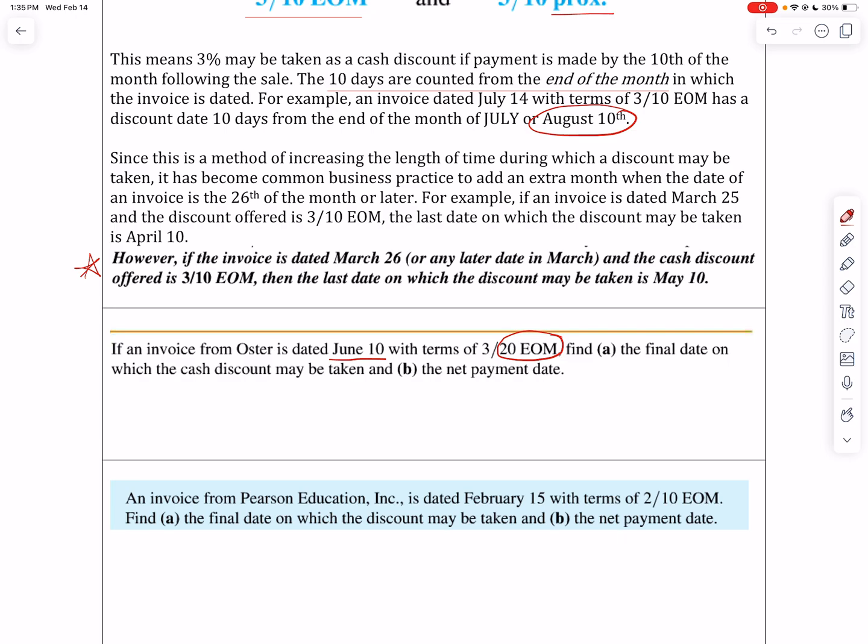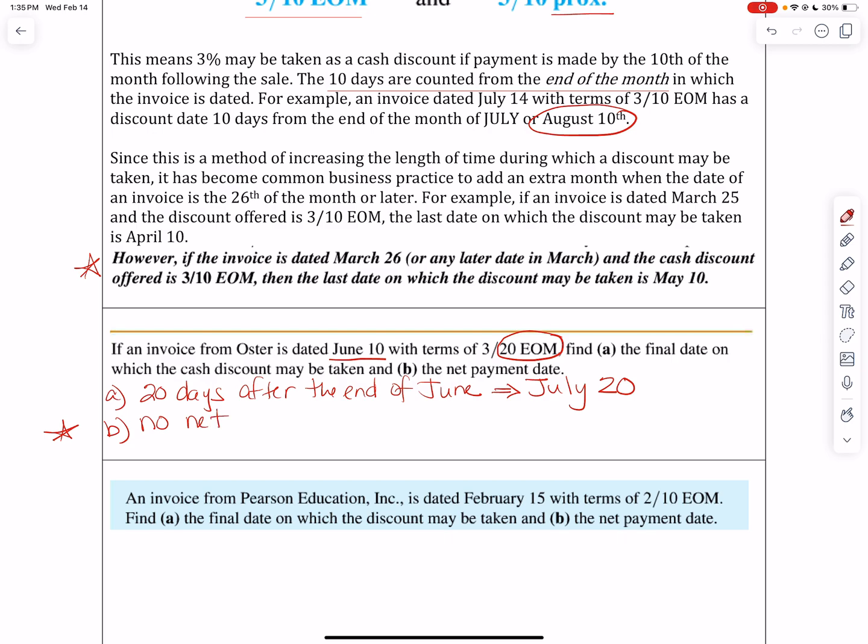So I like to write this out. The final date on which the discount can be taken is 20 days after the end of June. Since it was dated in June, your discount can be taken all the way up to July 20th. And this is what you want to put in your notes here.